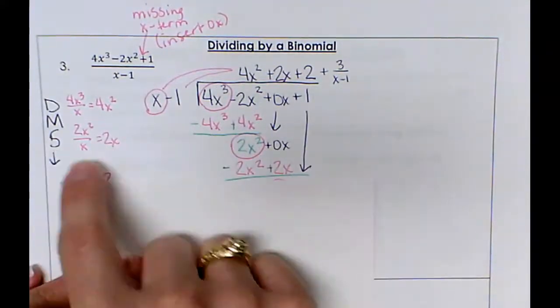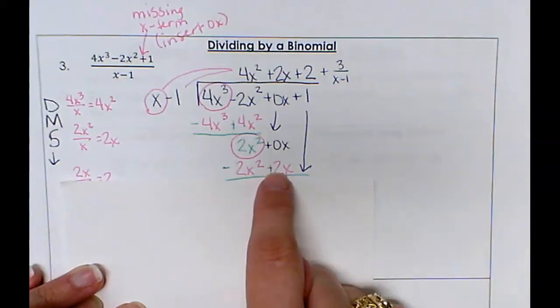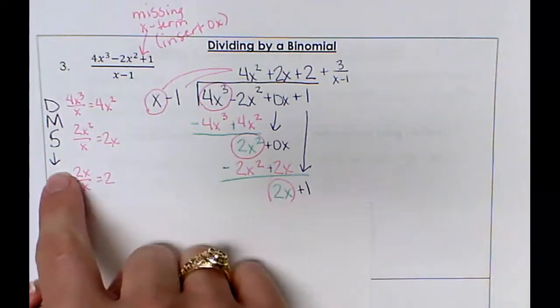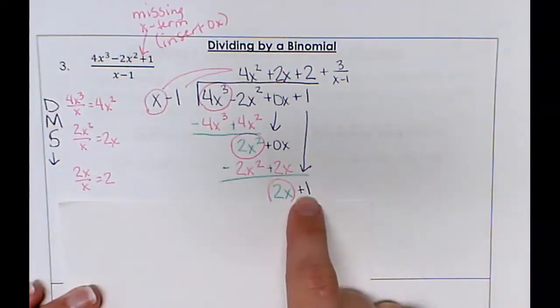I subtract, so I draw the line, I change both signs. 0x plus 2x is 2x, and I bring down my next term, my plus 1. And I'm ready to start over again.